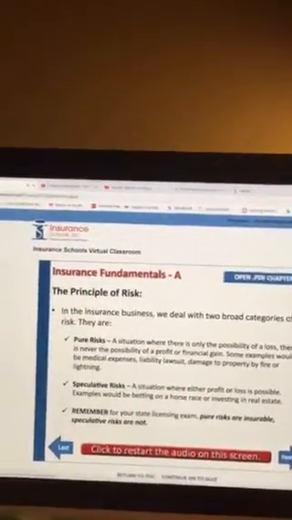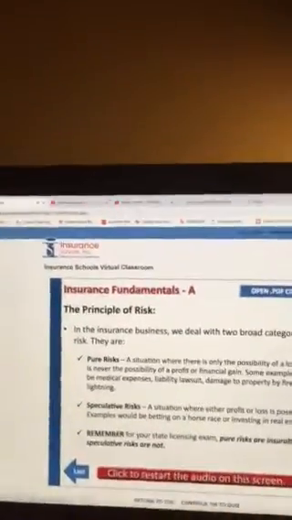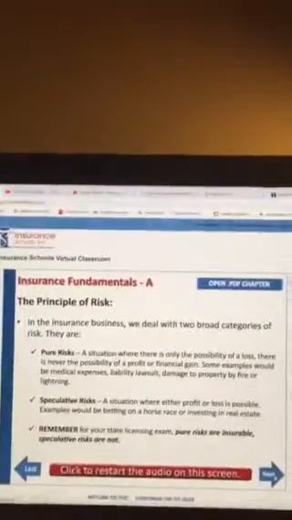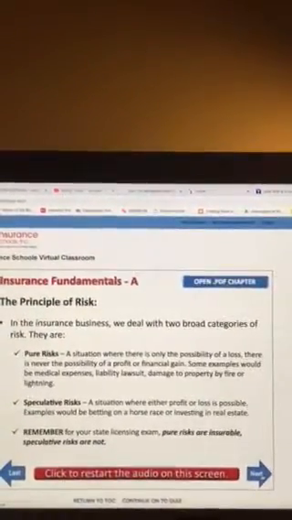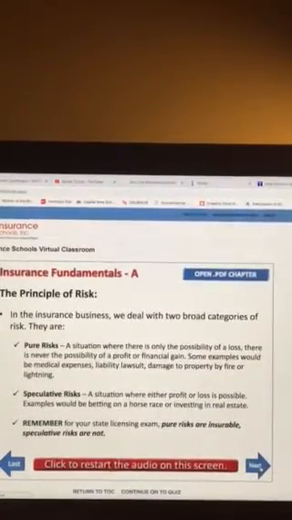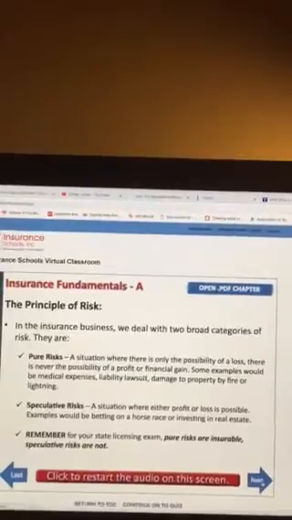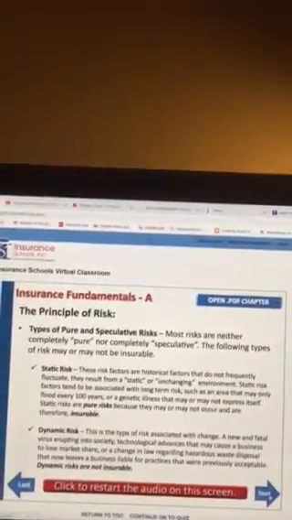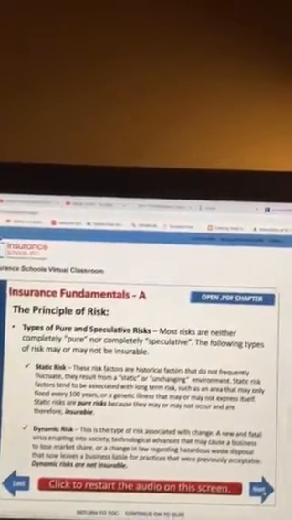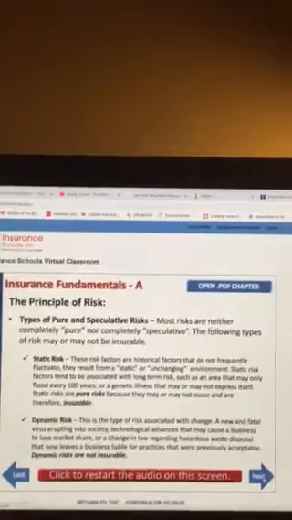The second broad category of risk is speculative risks. These risks are incurred in situations where either a profit or a loss is possible. Examples of speculative risks would be betting at a horse race, or investing in a volatile real estate market. Insurance companies do not write policies on risks where the possibility of financial gain exists. Remember, most risks are neither completely pure, nor completely speculative. The following types of risk may or may not be insurable.